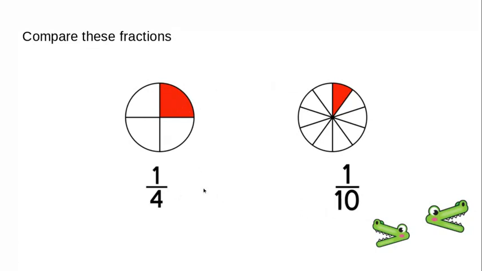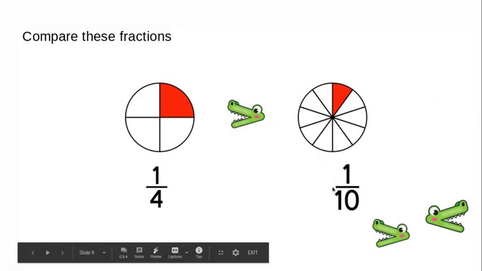So if we're looking here, 1/4 or 1/10, which one is colored in more? 1/4 is larger than 1/10. So think about which way you would put the alligator mouth. And there we go. 1/4 is greater than 1/10.